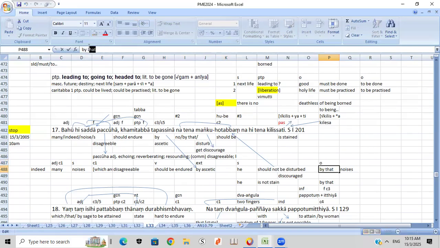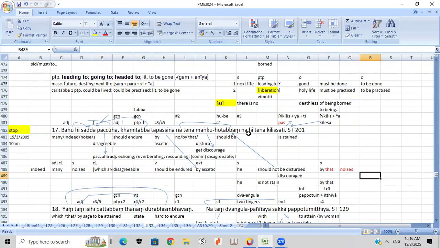Pali is often like that. Most of the time, when you mention the object, sometimes you ignore the sadda, the word "noise". You ignore saddena. So this is one of the things that you have to be aware of. So that is how it goes. That means technically, he is an ascetic. He should not be disturbed by that noise. So, by that noise.